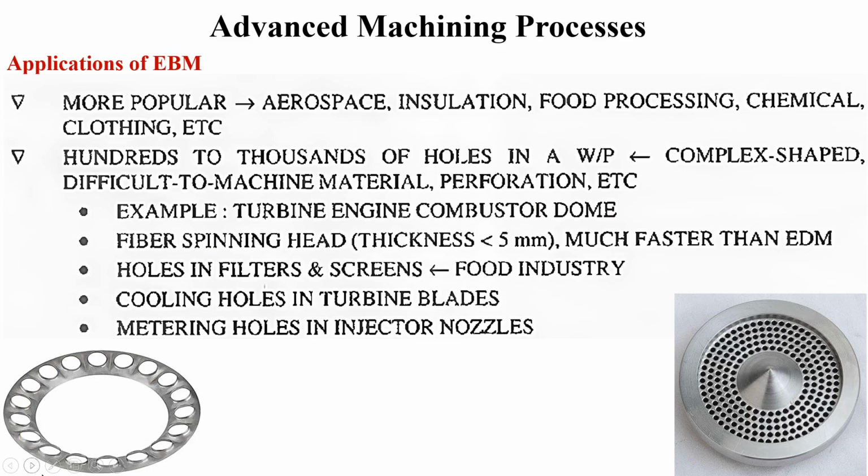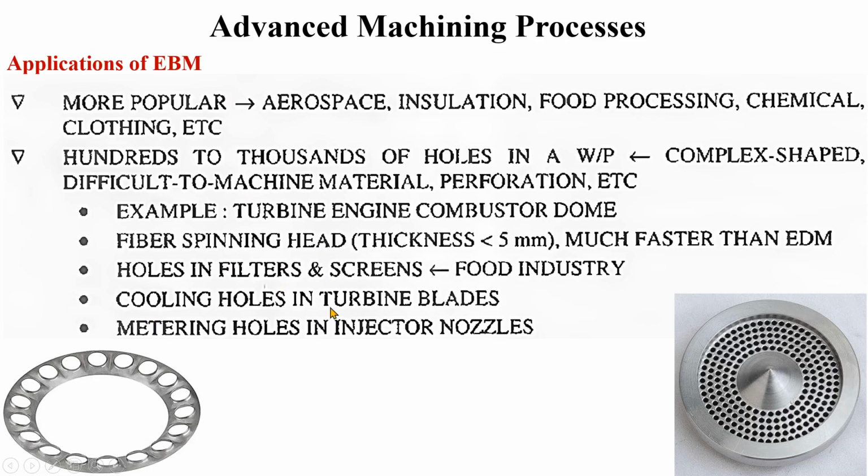This is the part which has a number of holes drilled into it. This part can be made using an electron beam machining setup. And next is a fiber spinning head. Here also you can see there are a number of holes present in it, and this can be machined using electron beam machining. Then there are holes in filters and screens in the food industries. In filters, there will be numerous holes present, and similarly in screens also. This can be made using the electron beam machining process.